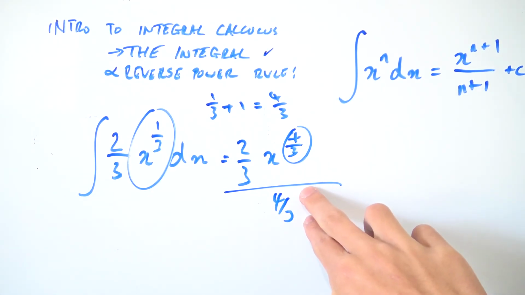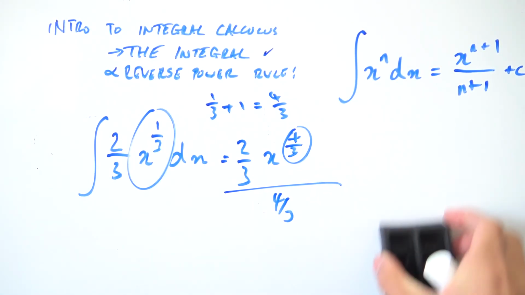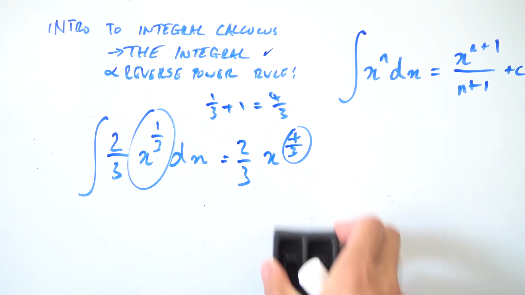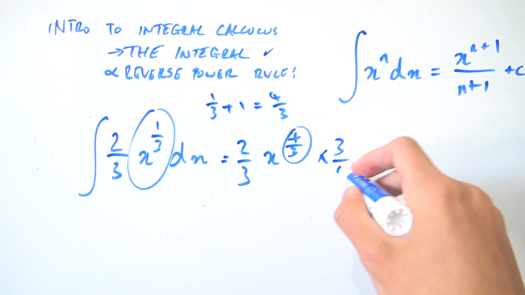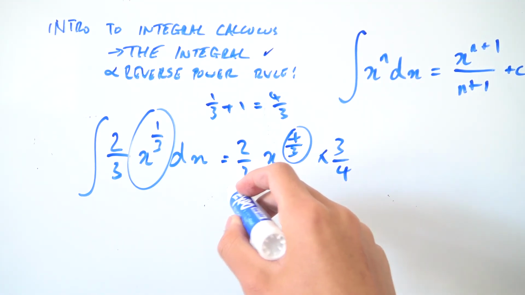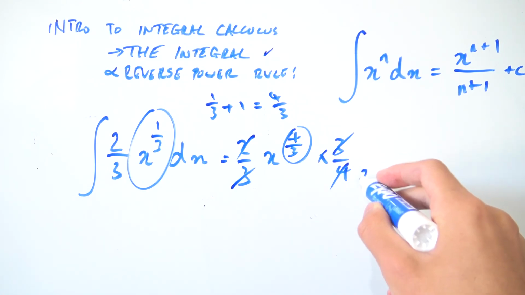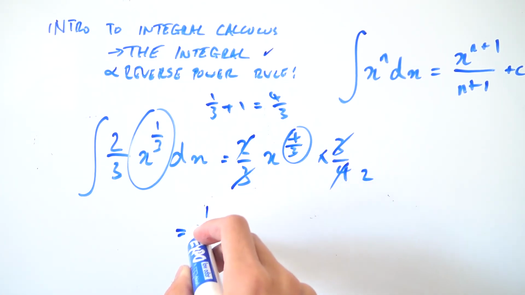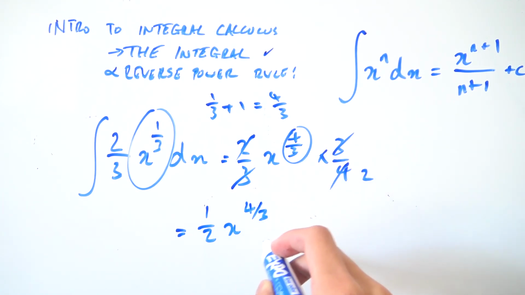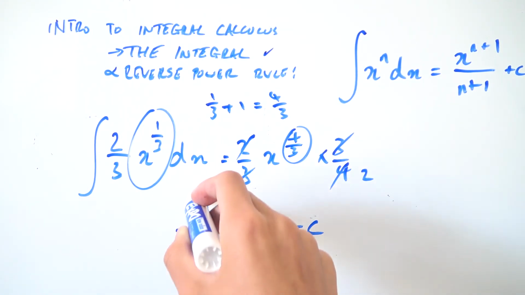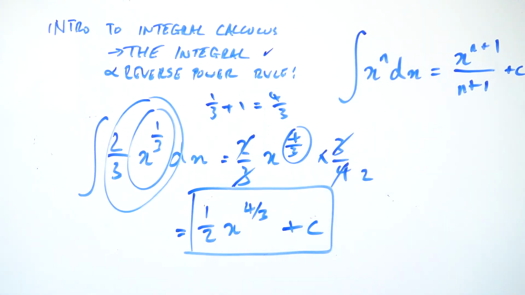And whenever you divide a fraction, that's the same as multiplying by its reciprocal. So instead of dividing by 4/3, we can multiply by the reciprocal, which is 3/4, and we can clean things up a bit. This 3 and this 3 will cancel out, and this 2 and this 4 will cancel out to a half. So we're going to get 1/2 x to the 4/3, and we're done. So we're going to put down a plus c, and this is the antiderivative of this original function right here.